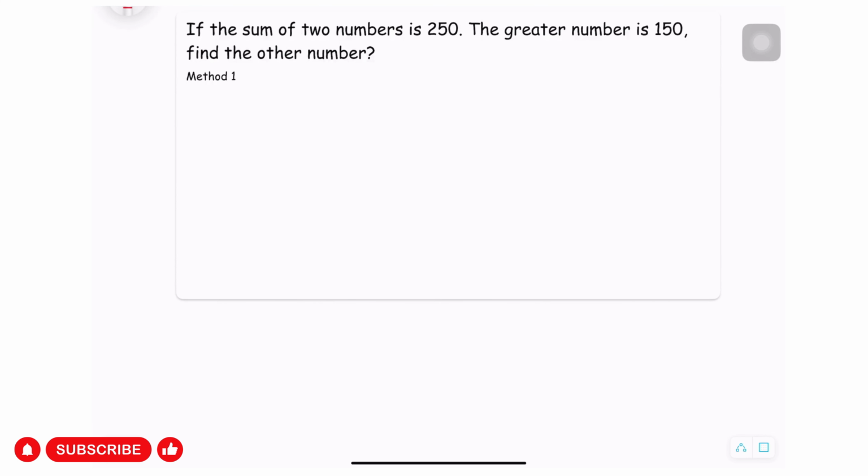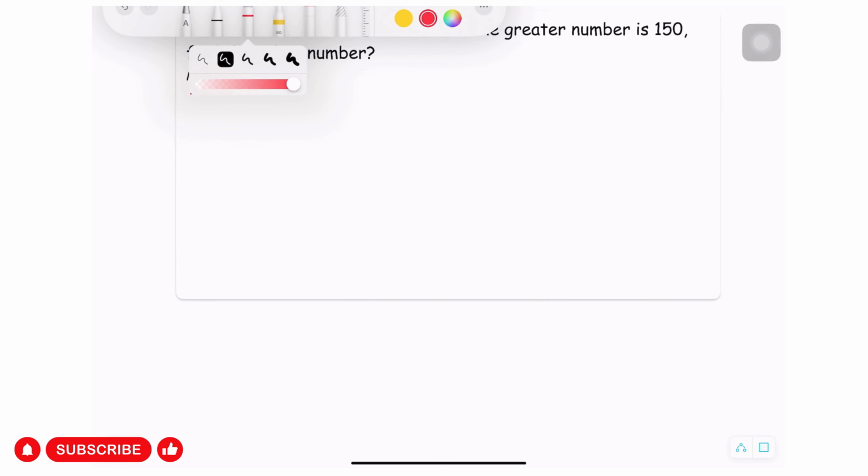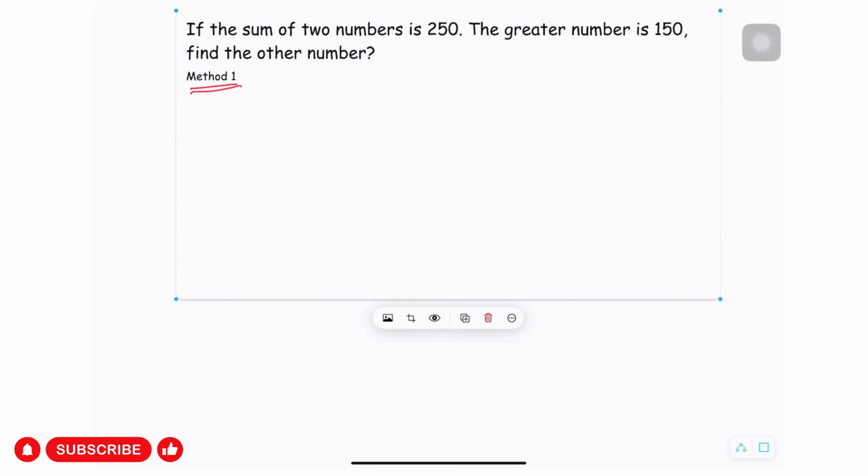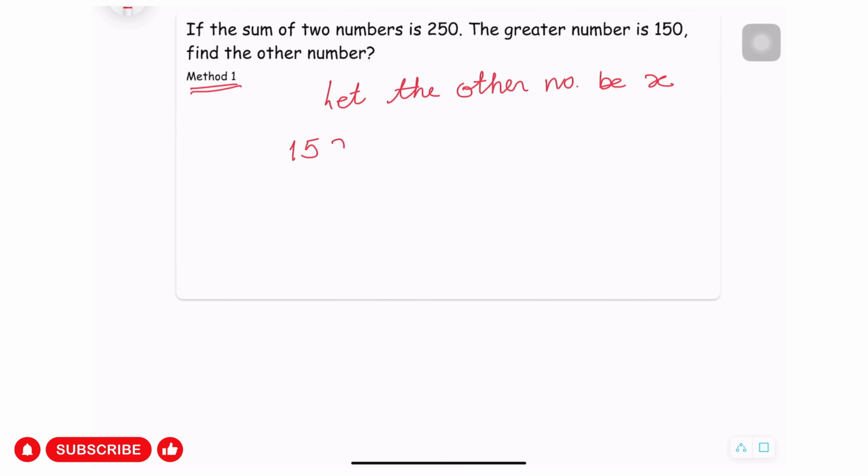So I will share the first method with you. Sum of two numbers is 250, greater number is 150. Find the other number. You can follow exactly what I am writing. Let the other number be x. So the equation will be 150 plus x is equal to 250, right?